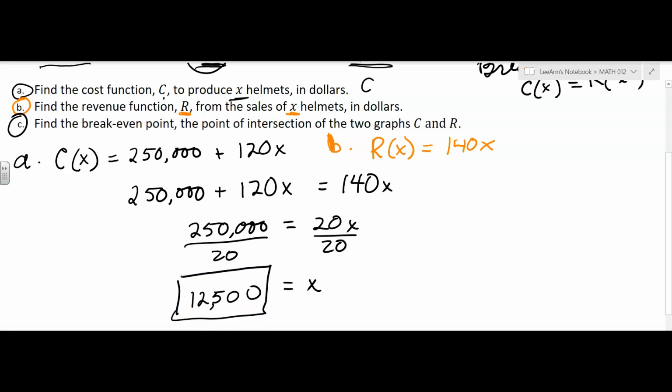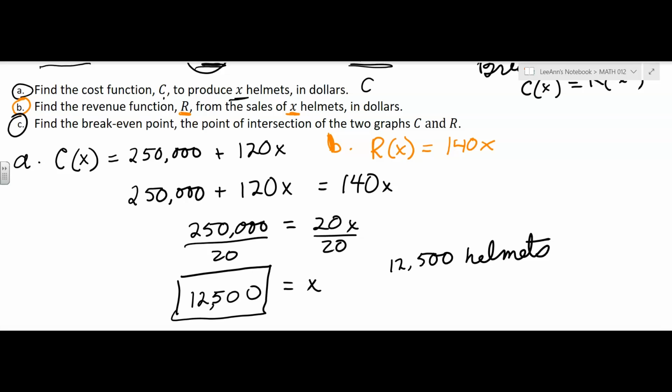So the break-even point is 12,500 helmets. If I make and sell less than that, then I will lose money. If I make and sell more, then I'll start making money. So this is kind of the cutoff. We've got to make 12,500 helmets, and we've got to sell them all. That means we're breaking even. Personally, I think we should charge more for the helmets, but okay, that's the business they gave us.